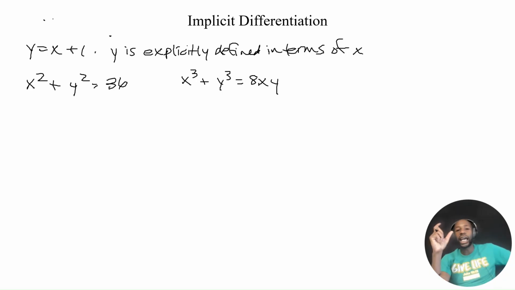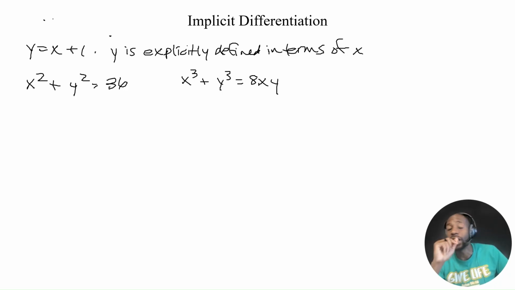Now, same here with this other equation, x cubed plus y cubed equals 8xy. Again, there's not an explicit definition of x in terms of y or y in terms of x. However, you see that there is some sort of relationship: when x cubed is added to y cubed, you get 8 times x and y. So there's that implicit definition. Okay.